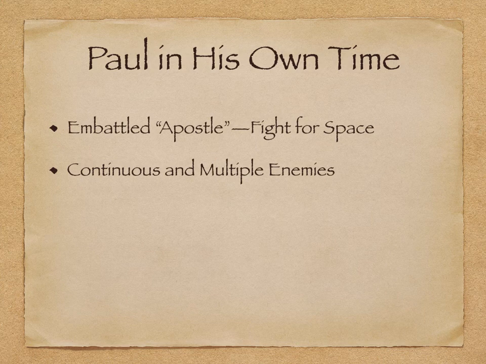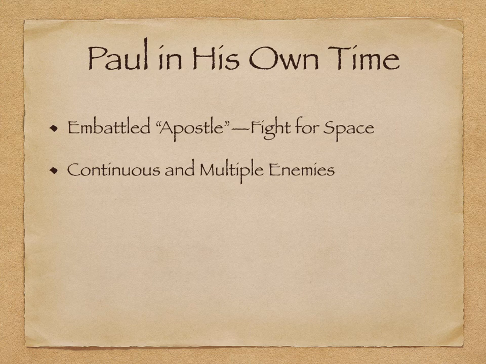and he has continuous and multiple enemies throughout his letters. You read 1st and 2nd Corinthians, 1st Corinthians in particular, in the first chapter he's negotiating his authority over against Apollos and other leaders and preachers in his own time. In Galatians, he asks them, who has bewitched you, you foolish Galatians? There specifically, he talks about men from James who have been brought in and are disrupting some of his work in Antioch with Peter. He's always embattled.